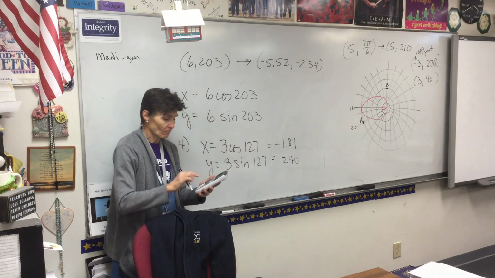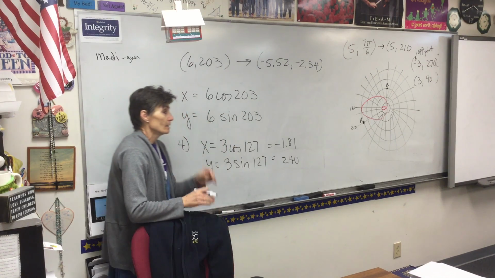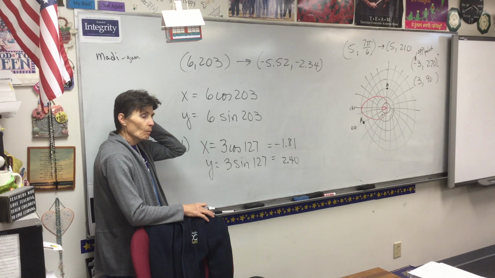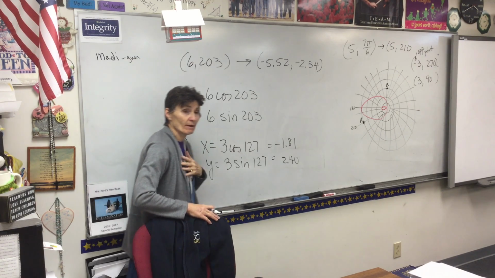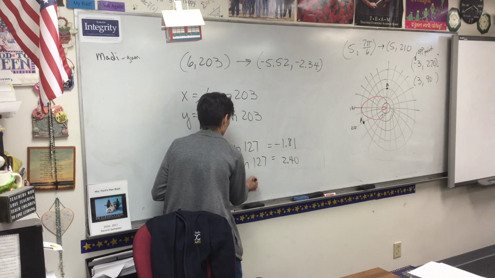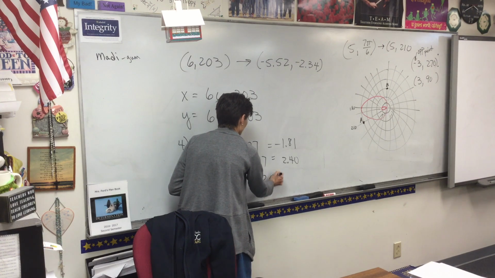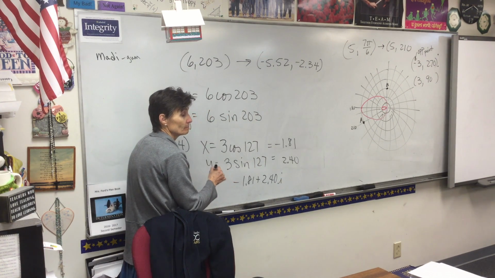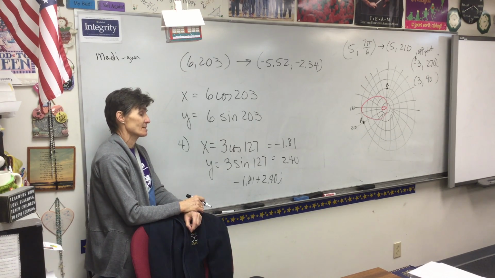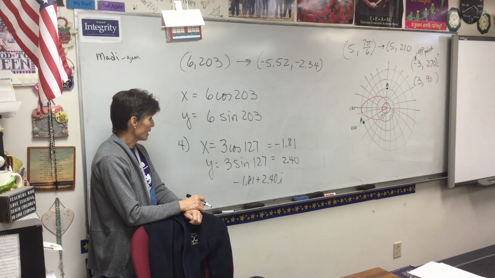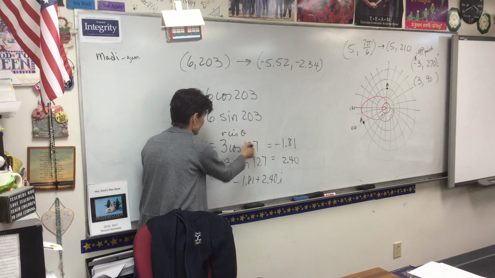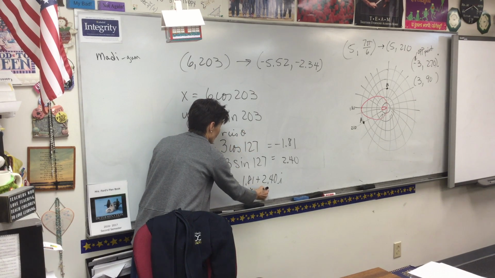Now, be careful though. I got my x and my y values. Those look okay to everybody? I have to put an i in there, and the i is going to go with the y. So my answer is going to be negative 1.81 plus 2.40i. No comma in that one, it's a plus. x plus yi. We started with r cis theta, so we have to end with x plus yi.